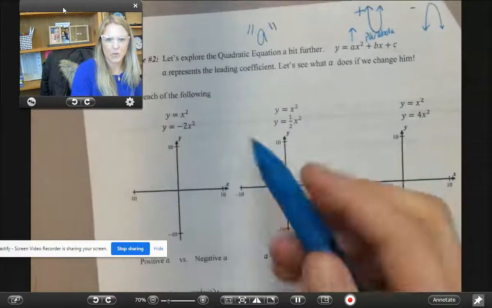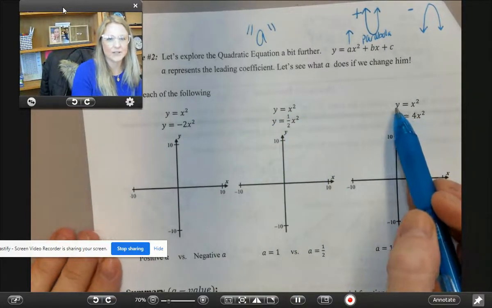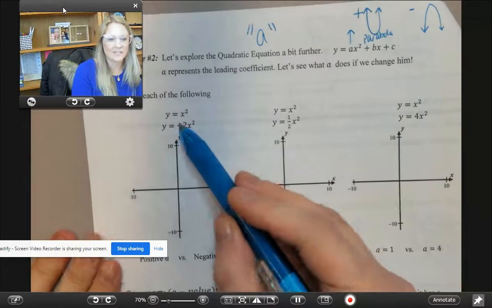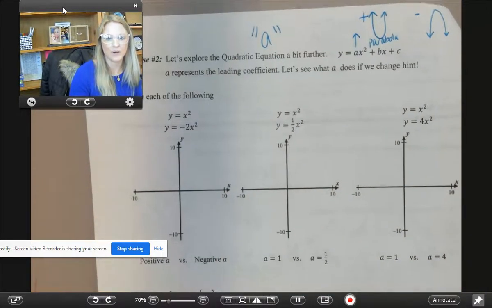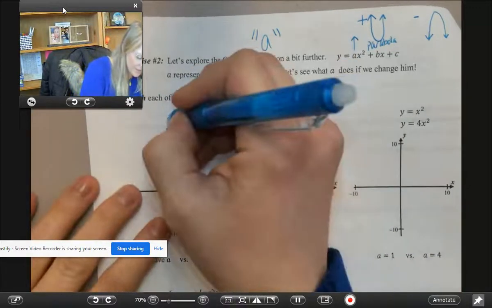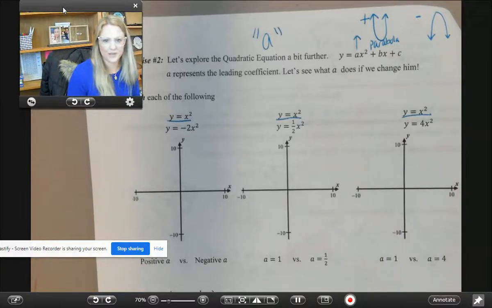And so let's examine it and figure out a way to help us identify what the a value is doing. We're always going to use y equals x squared, which is a standard, it's called a parent function. It's the most standard generic equation for a parabola, okay? So we're always going to utilize and compare to this. This is called the parent function, okay?